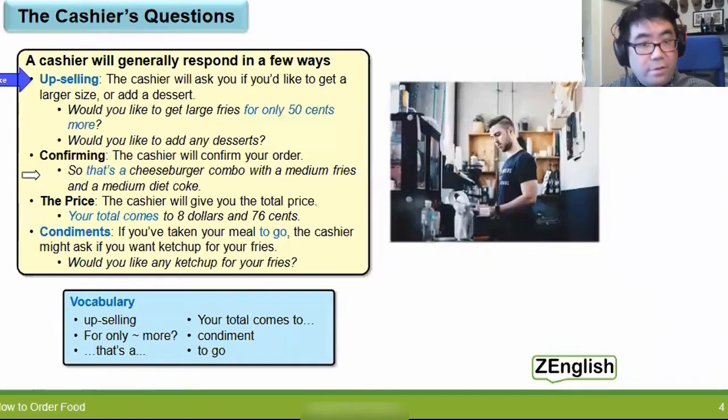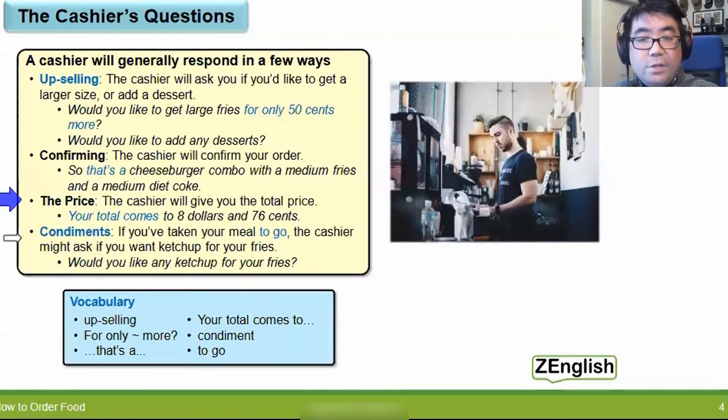Okay. After that, they will confirm your order. So that's a cheeseburger combo with a medium fries and a medium Diet Coke. All right, pretty easy, right? They're just confirming. And at the end, of course, they will also give you the price. Cashier will give you the total price. Your total comes to $8.76. So, right, not too bad.